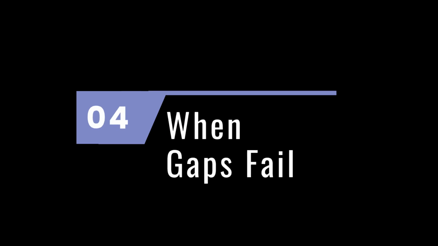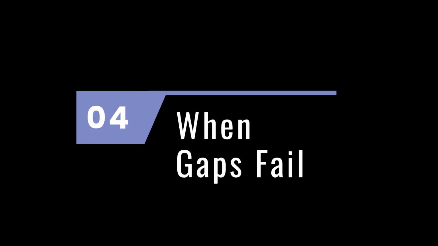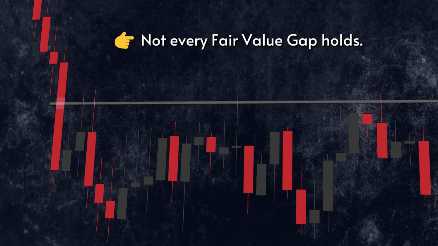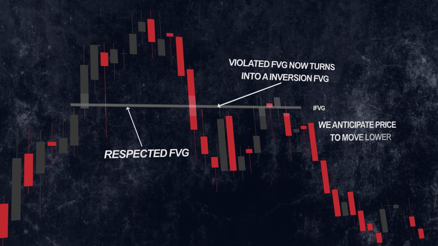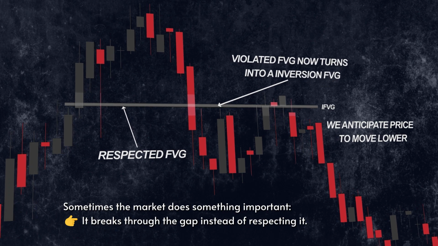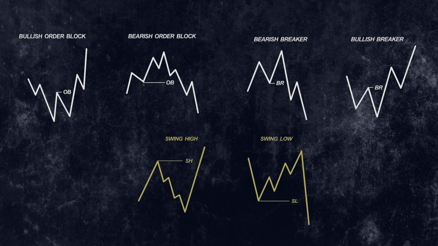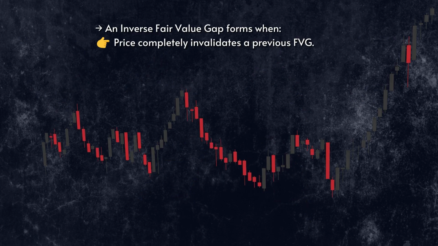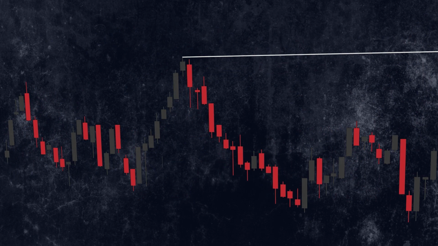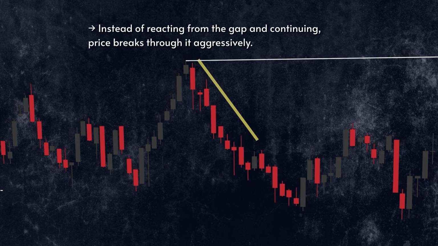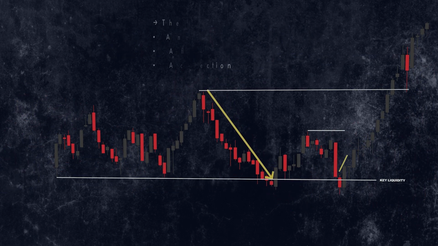Which brings us to Section 5, when gaps fail. Because we really have to ask the hard questions. What happens when the smart money just blows right past our carefully marked gap? Well, when that happens, instead of a complete loss, it actually creates an inverse fair value gap, or an IFVG. Basically, the gap flips its function. It acts exactly like a powerful support-turn-resistance flip.